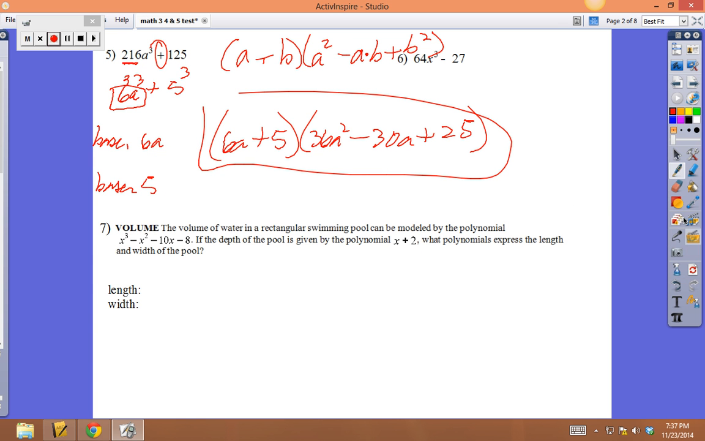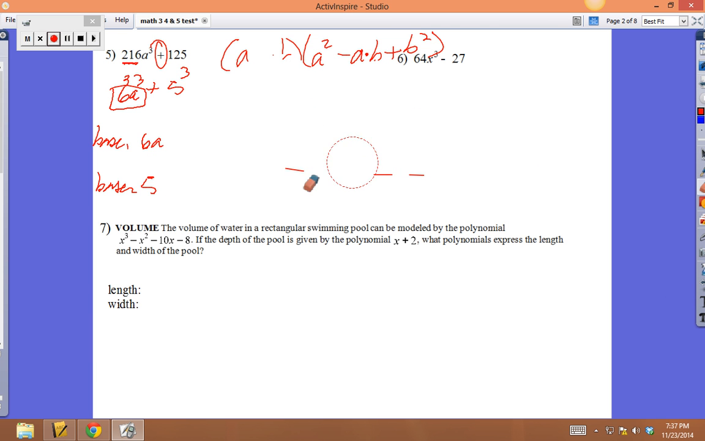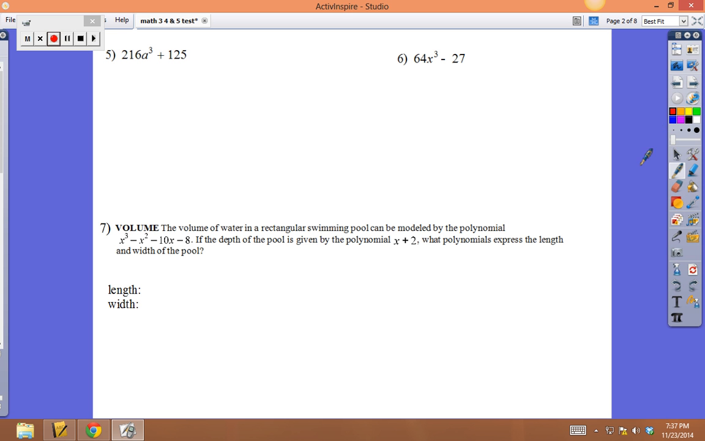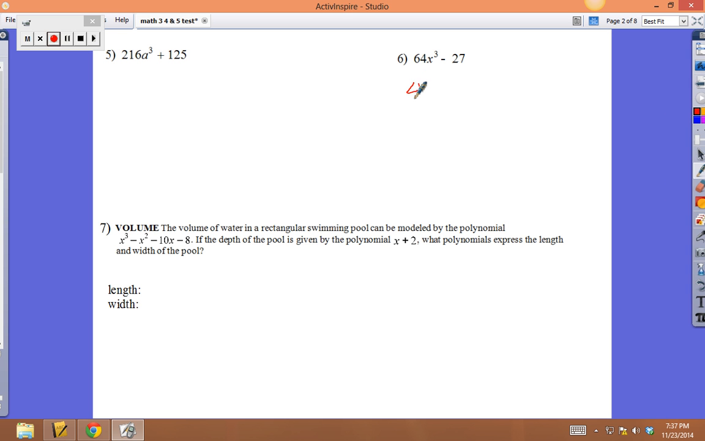Number 6, you need to see the cube. And you need to recognize 64 is a cube and 27 is a cube. So you need to write it as cubes. 4 cubed x cubed minus 3 cubed.